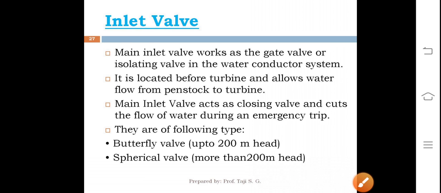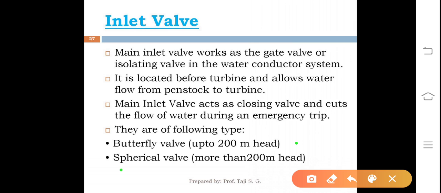Inlet valve, these are all simply valves. Butterfly valve is used up to 200 meter head. Spherical valve is used if the head is more than 200 meter.